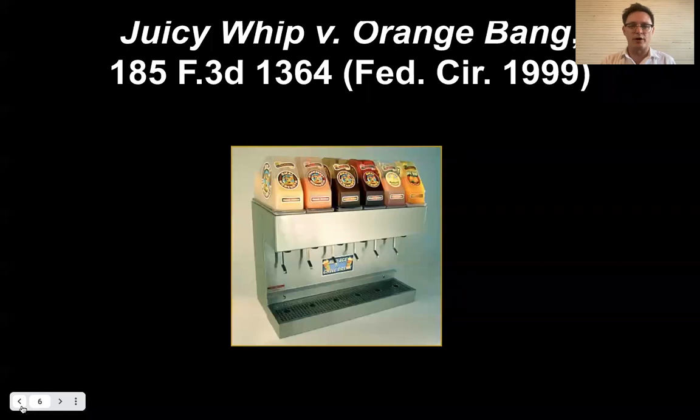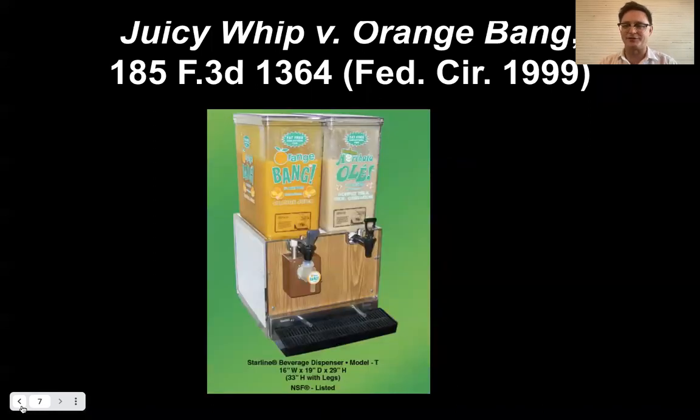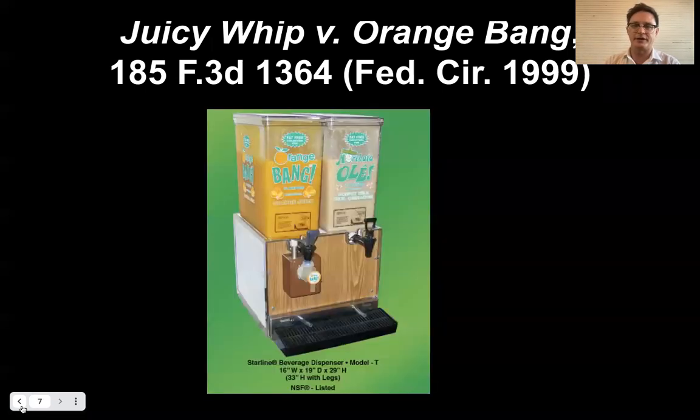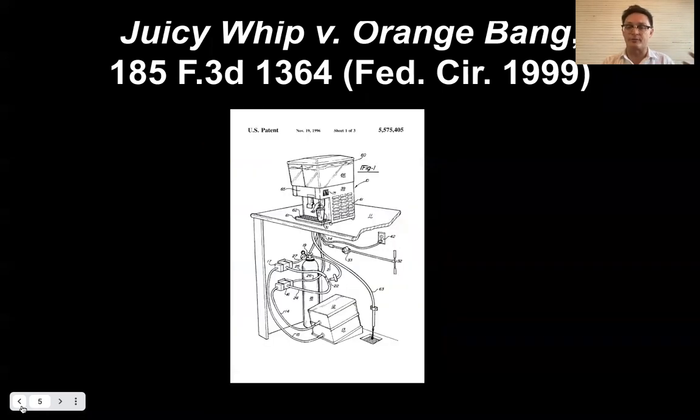And what happened was that Orange Bang introduced, so Juicy Whip was selling and marketing its own devices for delivering this method of delivering a beverage, right? With the juice appearing to be on top, the actual juice beverage being dispensed from beneath. And Orange Bang introduced its own similar machine, which also dispensed juice from below rather than from the container. And the argument from Orange Bang as to why their device was not infringing was that the Juicy Whip patent was invalid. Well, why was that?